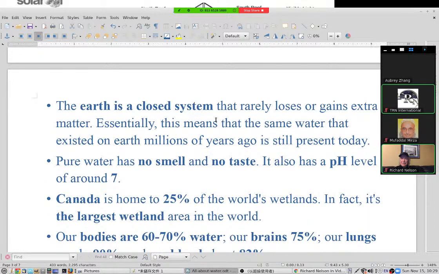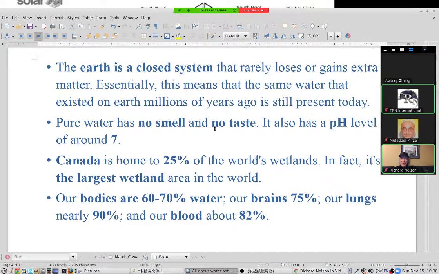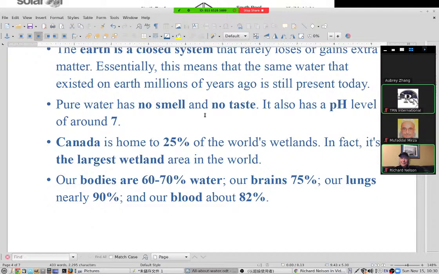And also, this was already mentioned: the Earth is a closed system that rarely loses or gains actual matter. So that means essentially the same water that existed on Earth millions of years ago is still present today. Well, to this point, I'm not sure, but there's something to consider. And also, pure water has no smell, no taste, and its pH level is around 7. It's neutral.